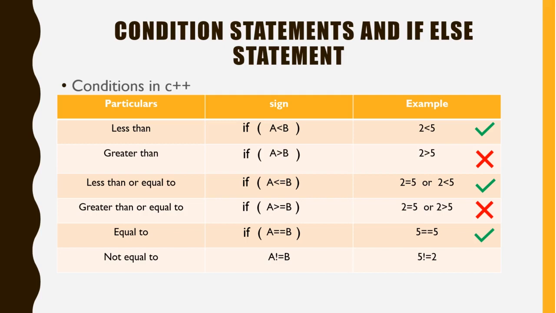Now we have not equal to. For not, we will use an exclamation mark and then equal to. So it is similar to equal to, but instead we are checking not equal to. So if a is not equal to b, we have an example for it. 5 is not equal to 2. It is correct. 5 is not equal to 2. So it is a correct statement.